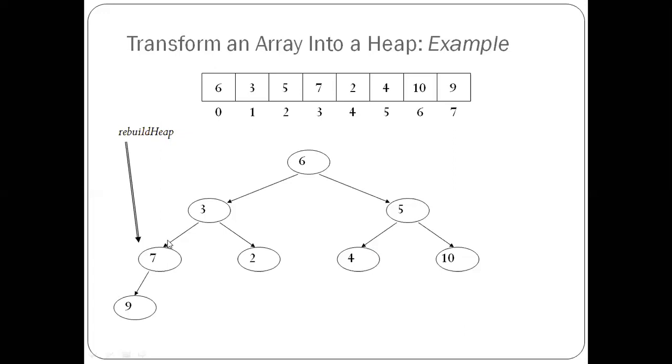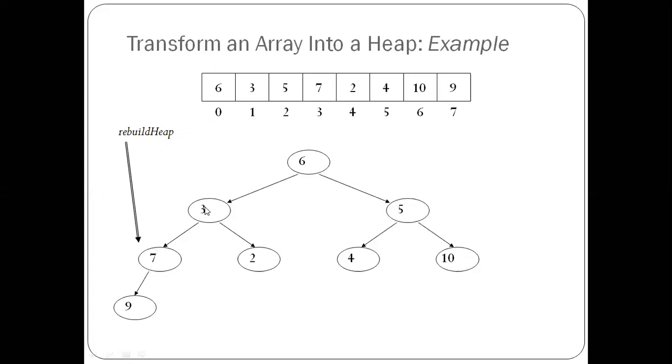Now the next step is to find out which are the parental nodes. From the last parental node onwards, you should check whether it is satisfying the parental dominance. Which are the parental nodes present in this? 7 is having a left child, so 7 is a parent node.